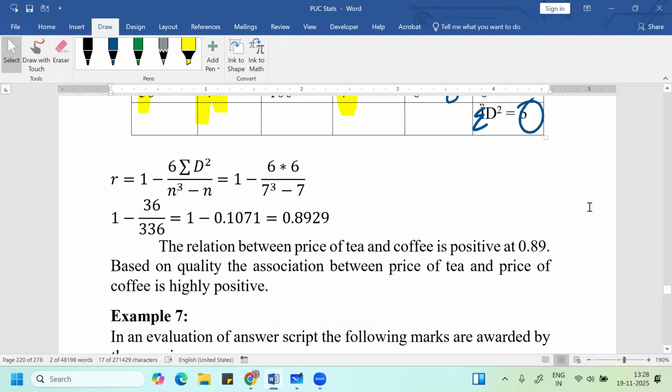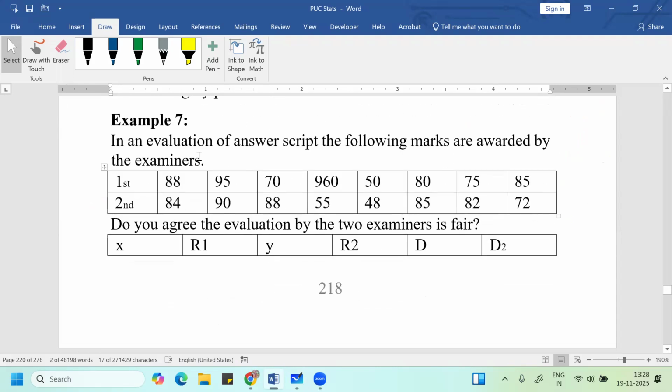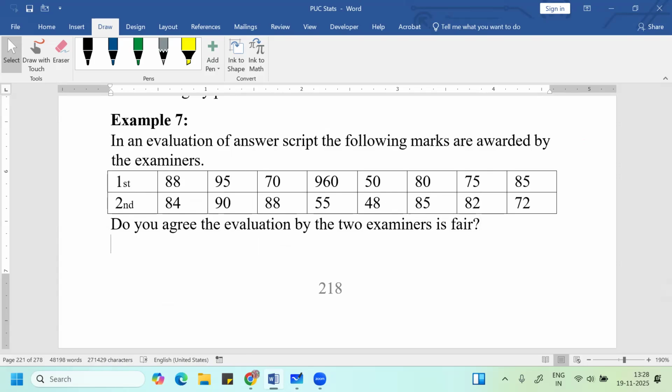Now going further, there's another problem. In the evaluation of the answer script, the following marks are awarded by the examiners. Do you agree that the evaluation by two examiners is fair? The same student's answer sheet is checked by two people, and they have given different marks. You just need to compare the marks given by examiner 1 with the marks given by examiner 2, and understand whether the marks given by them are fair or not.